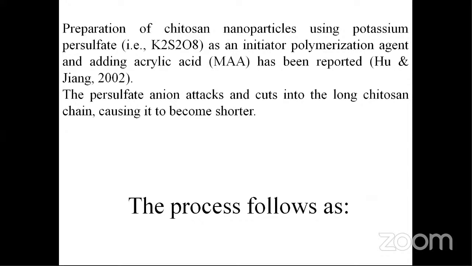Now, what basically happens? Preparation of chitosan nanoparticles using potassium persulfate as an initiator polymerization agent. Basically, K2S2O8 acts as a polymerization agent with the help of methacrylic acid as a dissolution, and it has been already done by Hu and Zhang in 2002. When the chitosan and PMAA react together, they form long polymerization chains. Then K2S2O8 basically cuts into those chains to form smaller chains and then winds them together to form the basic nanoparticles.